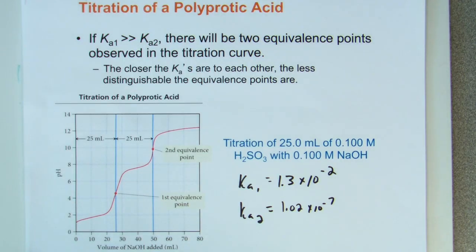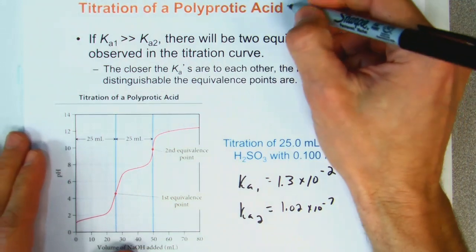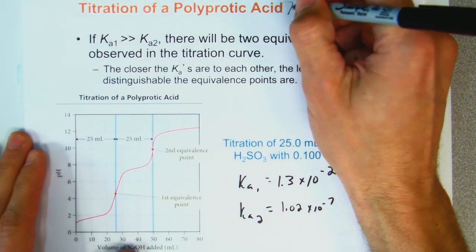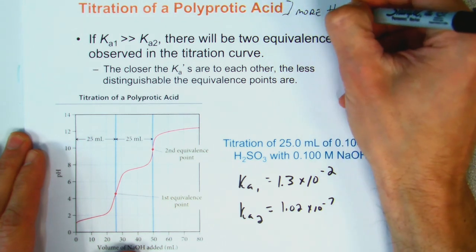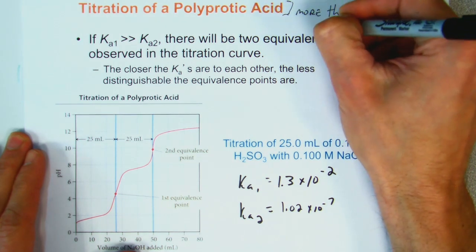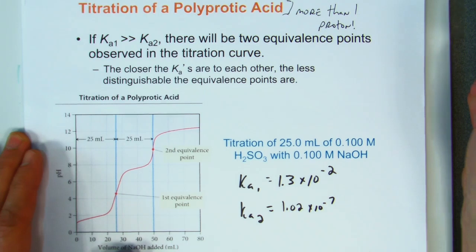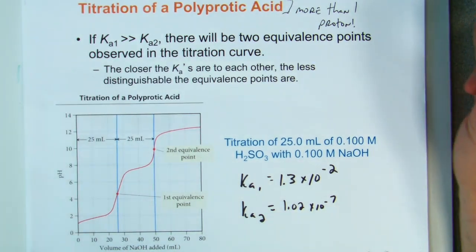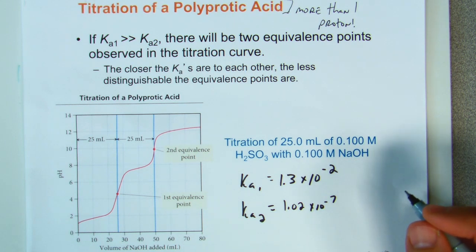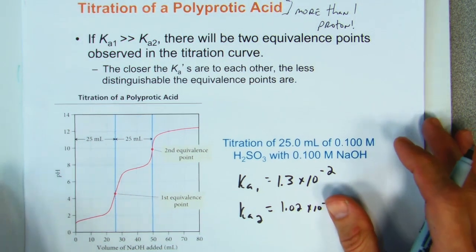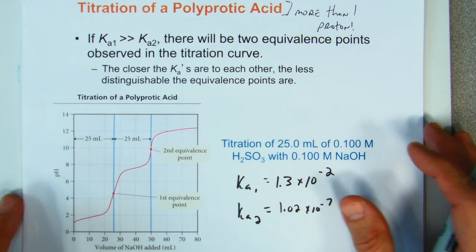Okay, so now we're going to consider polyprotic acids. Polyprotic acids have more than one proton to titrate, and that's the difference. Poly meaning more than one. So there's at least two H pluses that can be titrated. Maybe there's 3, 4, so on and so forth. Okay, how do we handle these situations?